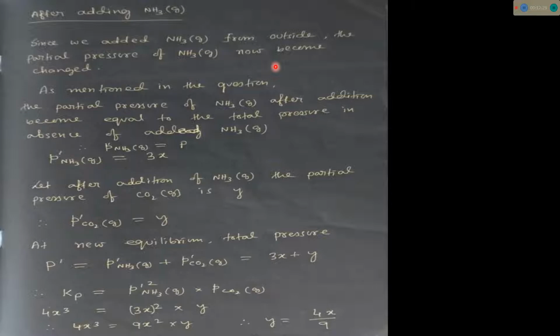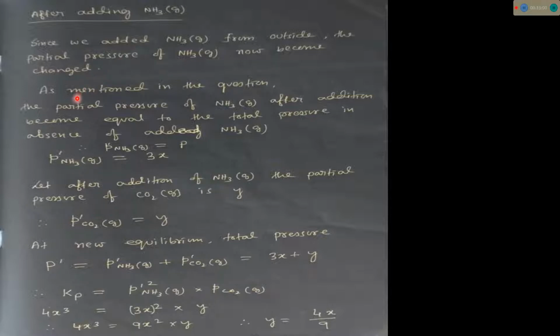So there is a new equilibrium formed after adding NH3 gas, but the Kp value remains constant. To keep the Kp value constant, the partial pressures change themselves to keep the equilibrium constant value constant. So now we are adding ammonia gas from outside to this container.